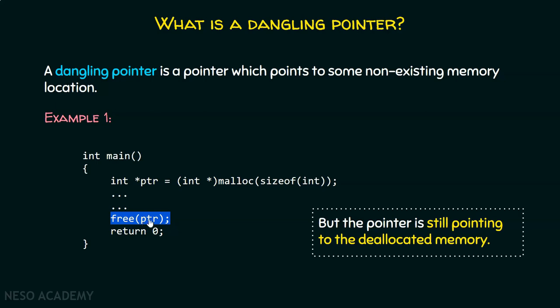Why is that so? Please see the definition once again. A dangling pointer is a pointer which points to some non-existing memory location. When you free the memory, when you release the memory, after that the pointer becomes dangling because it is pointing to the non-existing memory location. After deallocating the memory, the memory doesn't exist, but the pointer is still pointing to that memory. This is called a dangling pointer.